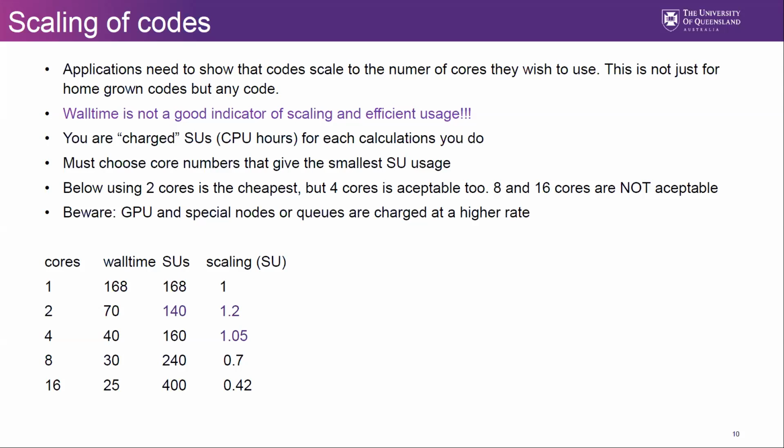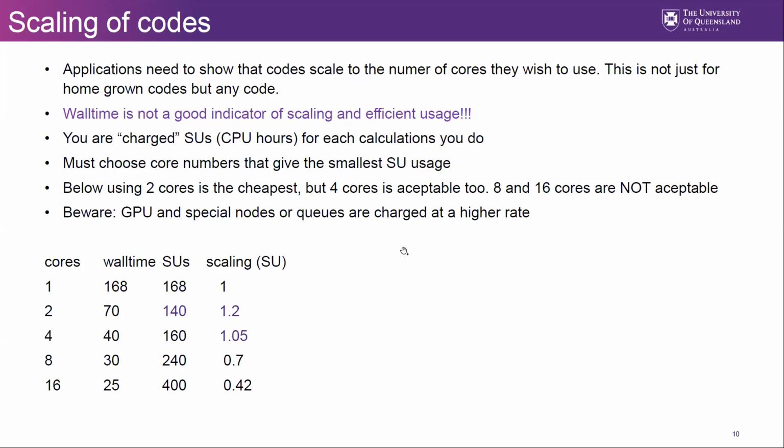So wall time is not a good indicator of scaling or efficient usage. It is the service units, and that is because applications run differently on different clusters, and also you're charged differently. So for example, GPUs and high memory nodes are charged higher on Gaudi. So wall time is not the one you're after, it's the service units.